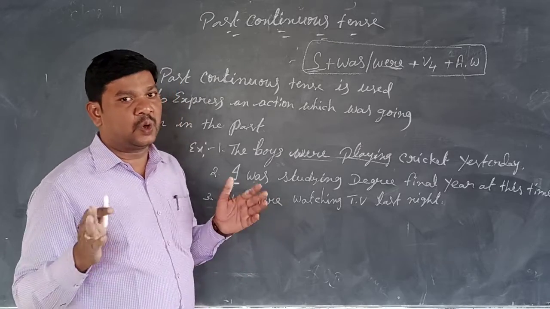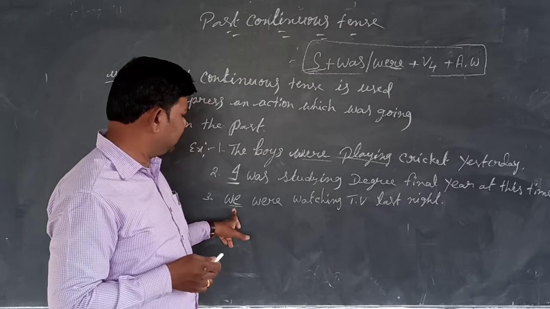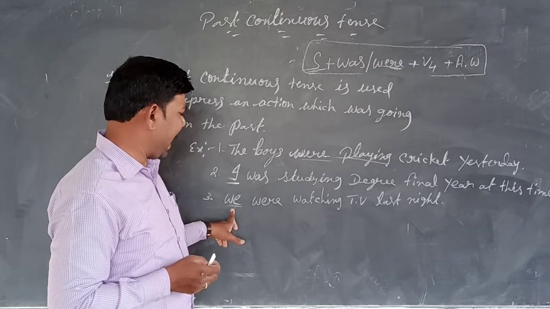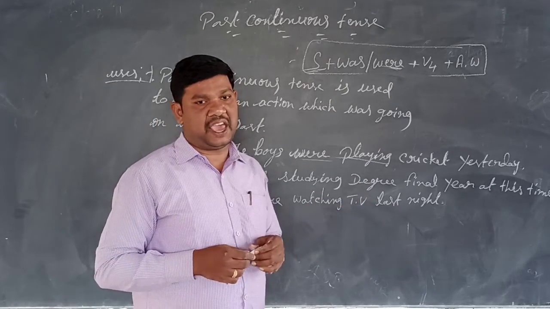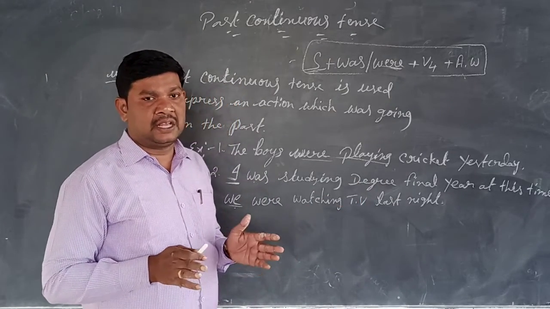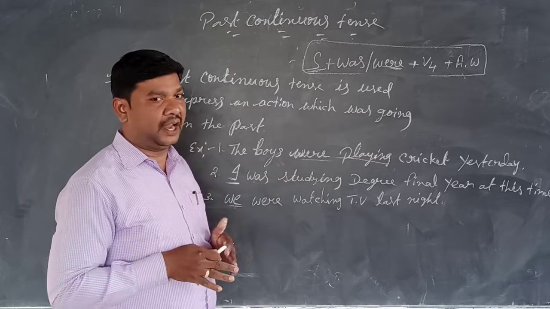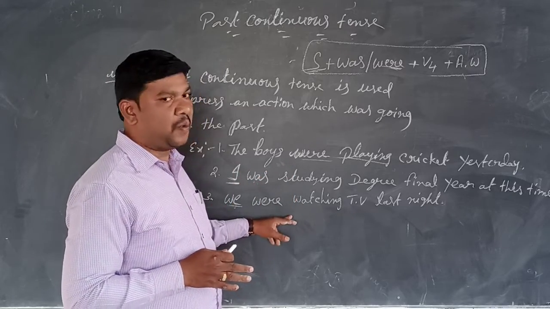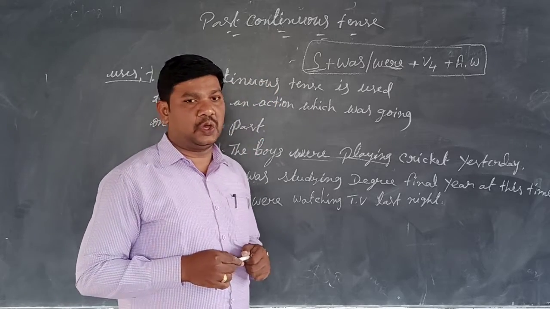The action was going on, not completed in the past. And if we observe the third one, what is the action here? Watching. We were watching TV last night. It means last night the action of watching was still going on, not stopped, not completed, still going on in the past. That's why I used the past continuous tense.